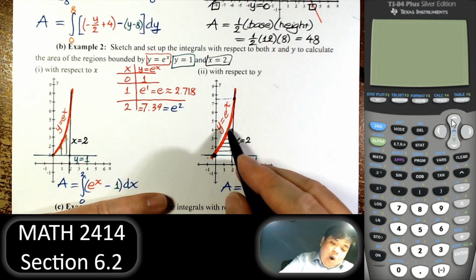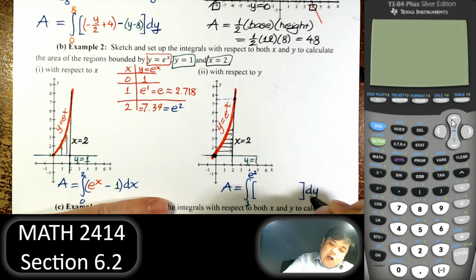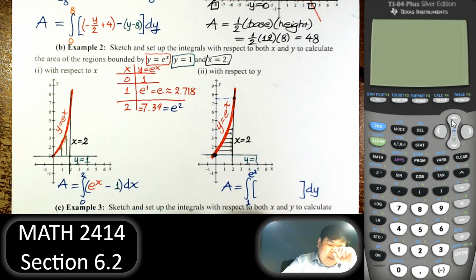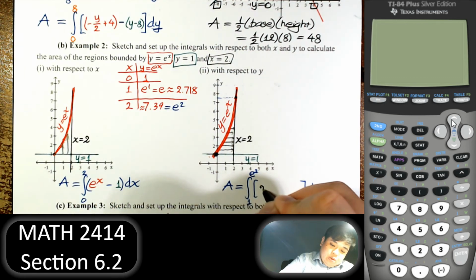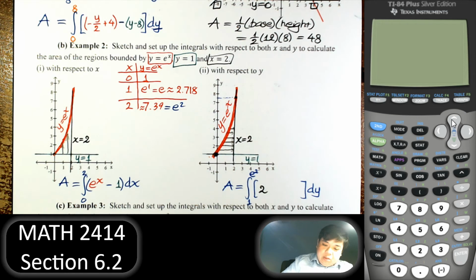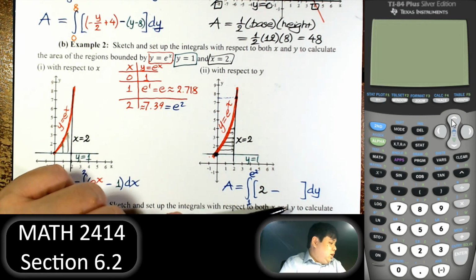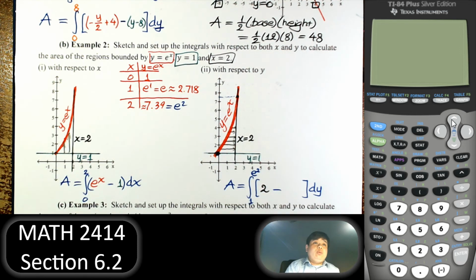So in that case, we say just e squared would be the value for y. One function on the left, one function on the right. The function on the left is e to the x. The function on the right is 2. So we just have 2 to subtract. We cannot put e to the x here because this is dy. So everything has to be in terms of y.